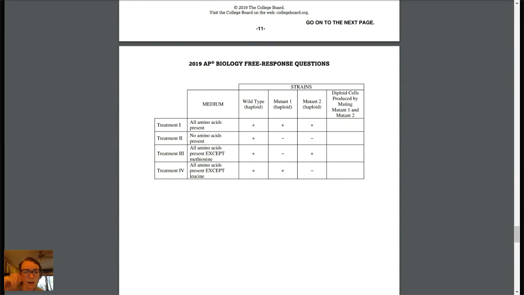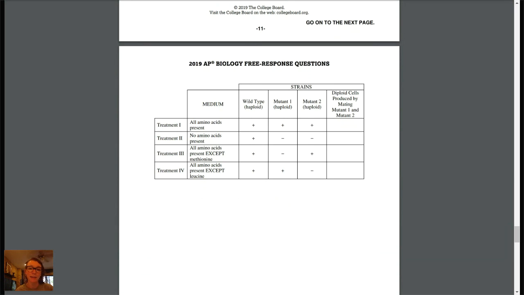Okay, so this is where I'm not quite positive what they're going to accept. So you definitely needed a plus in this top row, and then you definitely needed a plus for treatment groups 3 and 4, okay? Because they should be able to grow if we have both strains mixed and one's capable of producing methionine and one's capable of producing leucine, then we should be able to produce and grow in both of those environments when we mix.